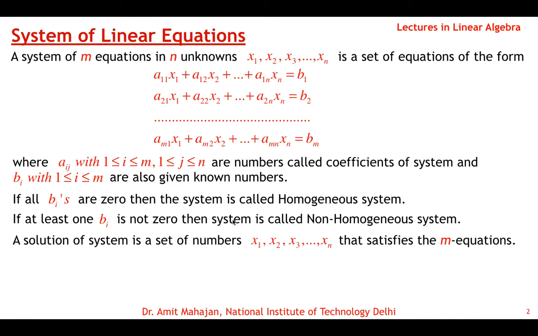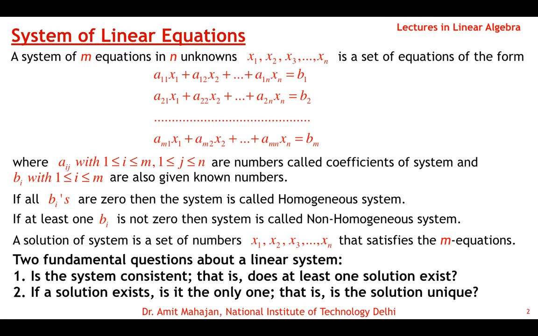Now about the solution of this system. By solution we mean to calculate the values of the unknown variables x1, x2, xn. So a solution of the system is a set of numbers x1, x2, and so on up to xn that satisfies all the m equations.